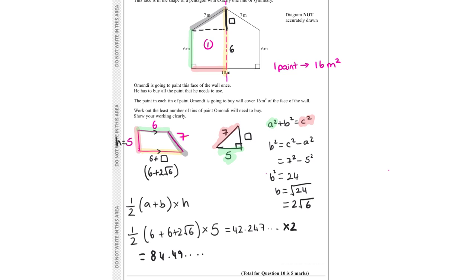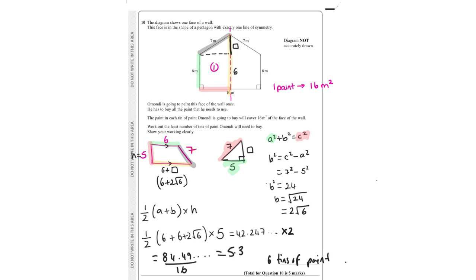Now, how many tins of paint? What am I going to do? I'm going to divide this by 16. What do I get? Okay, this is roughly 5.3. So I need 5.3 tins of paint. Can I buy 5.3 tins? No, I'm going to have to buy 6, because if I buy 5 tins, I'm not going to have enough for the whole wall. If I buy 6 tins, I'm going to be able to cover the whole wall. So 6 tins of paint. Perfect.